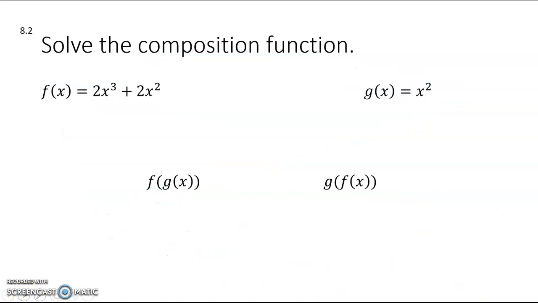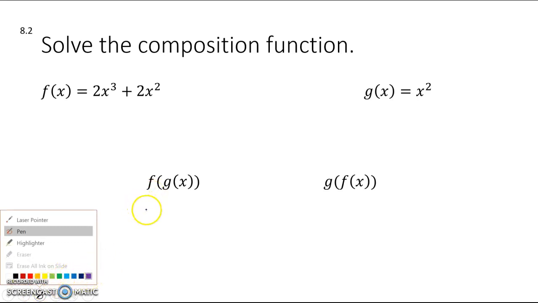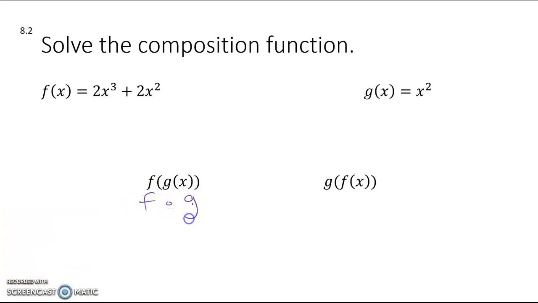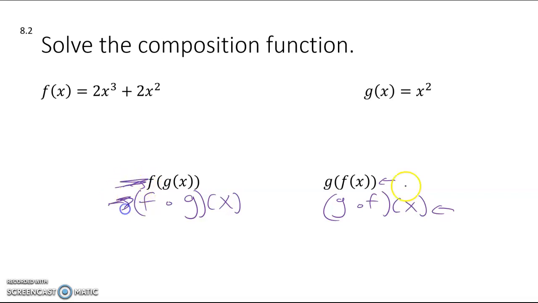So I've got f of g of x, g of f of x. I'm also going to write out the other notation just so you can see what it would look like. This would be f of g of x, or f little circle g of x here. Just know that if you see this instead of this, it doesn't change anything. This and this are asking the same thing. So don't get tripped up.